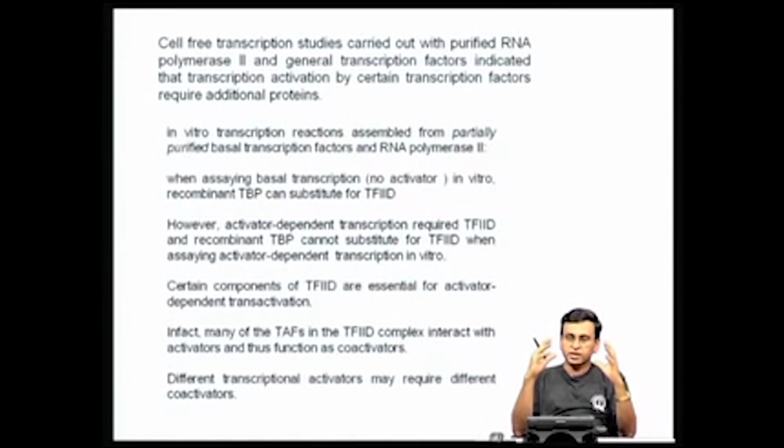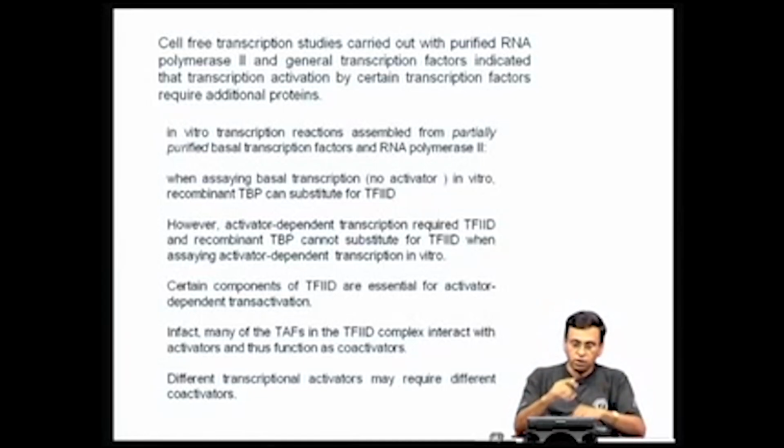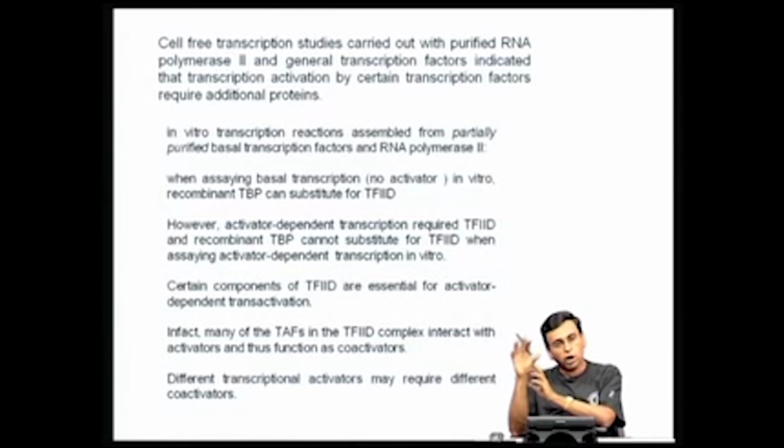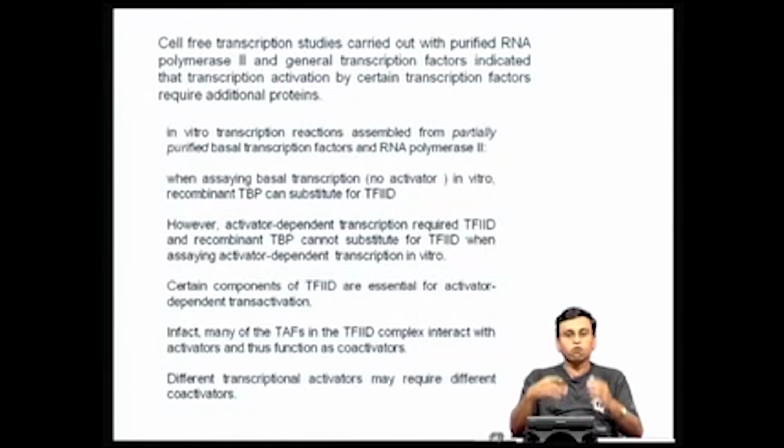Another interesting aspect that emerged when people started making all these chimeric transcription factors and recombinant transcription activation domains and looking at their function, especially in cell-free transcription systems, is a very important observation. When cell-free transcription studies were carried out with purified RNA polymerase II and general transcription factors, it became very clear that certain transcription factors or certain transcription activation domains require additional proteins. That is, in addition to the RNA polymerase II and general transcription factors, certain other proteins are actually required for the efficient transcription activation by certain eukaryotic transcription factors.